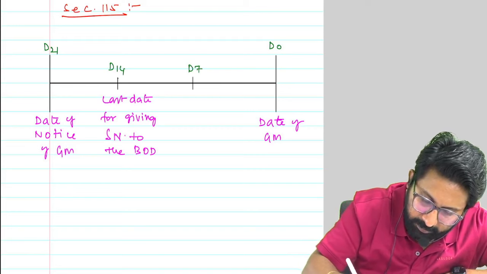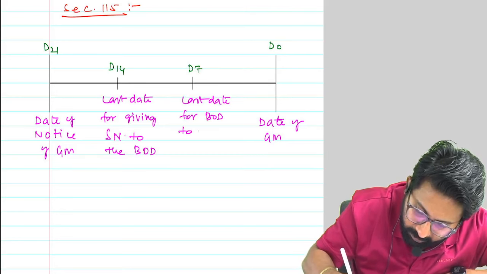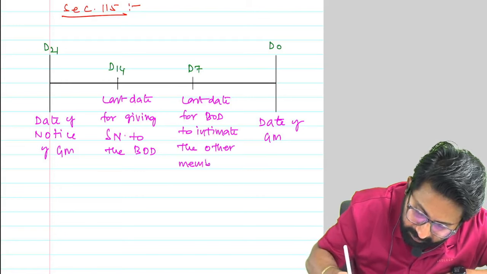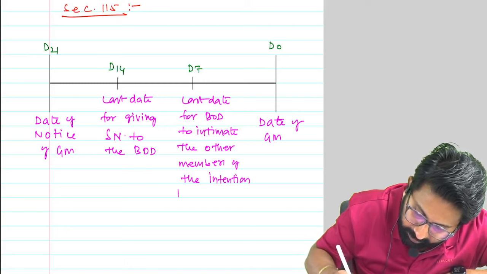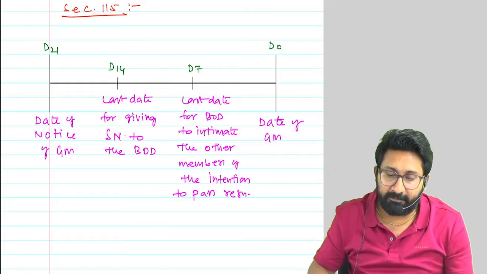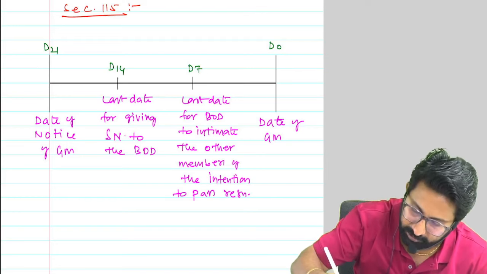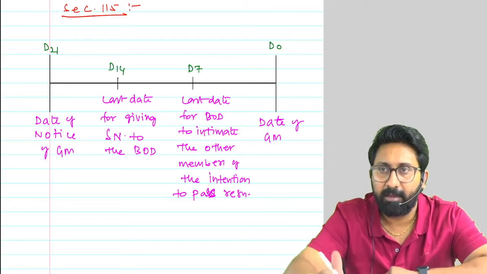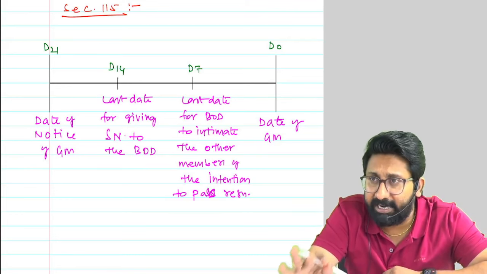D7. Last date for the board of directors to intimate the other members of the intention to pass the resolution. Okay. Not completed, still there. Up to here, everyone understood the dates clearly, yeah?